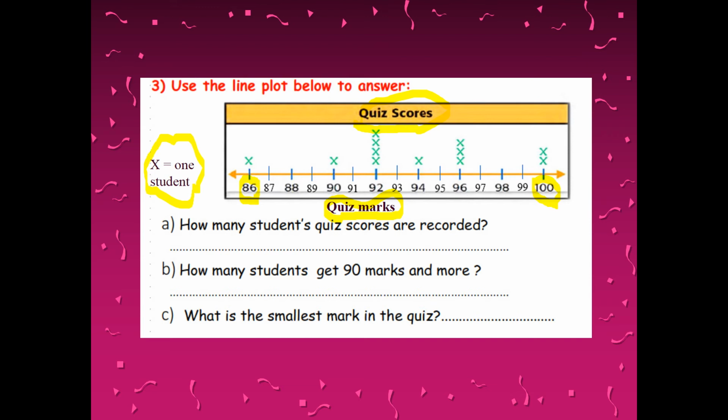How many student quiz scores are recorded? How many in total? Here we have all the students. So we're gonna count all the x's here, because all of these x's represent all the students. So let's see how many x's. 1, 2, 3, 4, 5, 6, 7, 8, 9, 10, 11, 12. It will be 12.